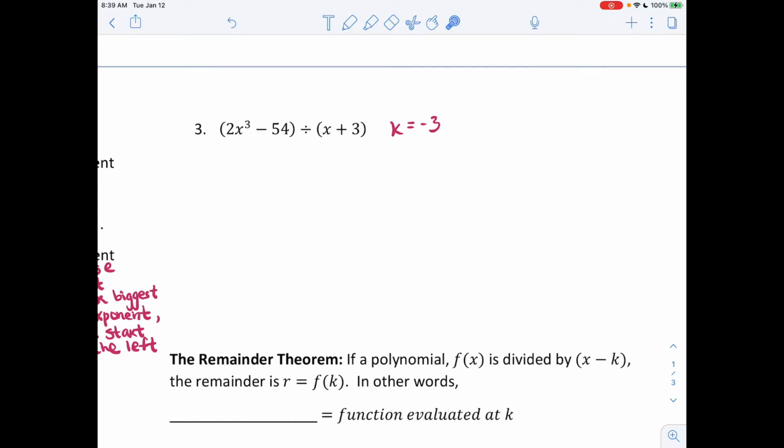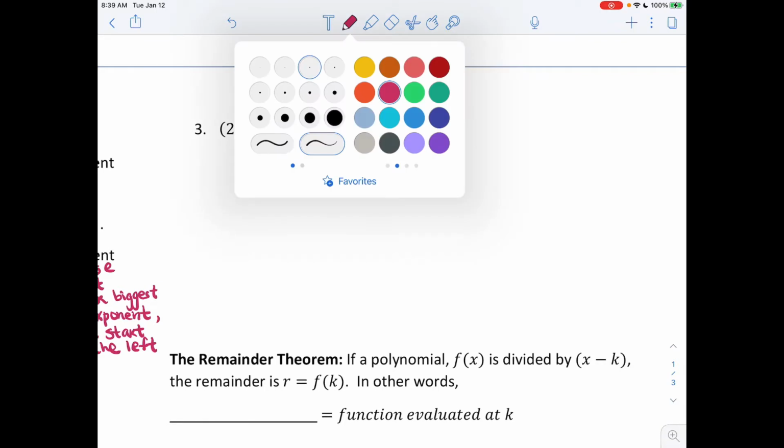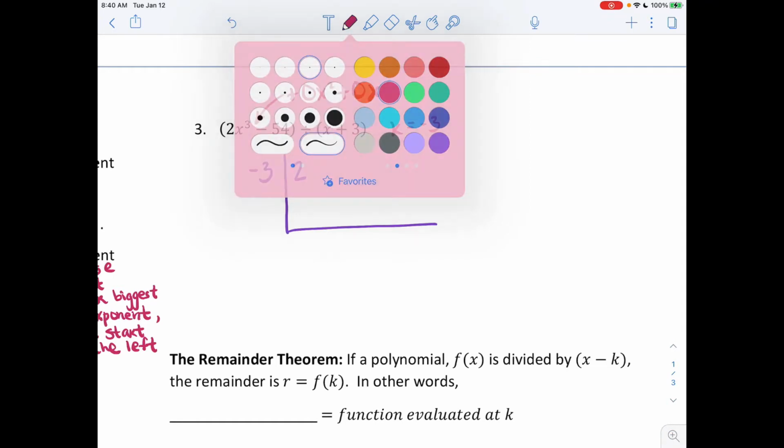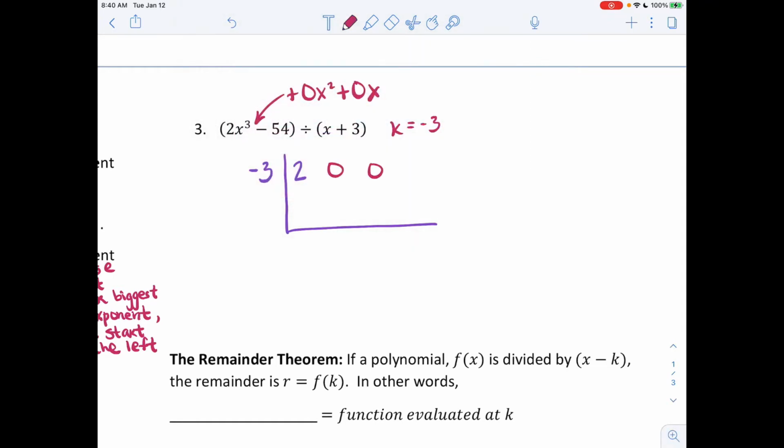So if you want to, you could go ahead and insert it right here and say plus 0x squared and plus 0x to remind you that when you set up your box, you need to include those terms. We'll set up our box and write our -3 here, and then we'll start. 2 for the x to the third, 0, and in fact I'm going to write that in another color so that it stands out to you. Another 0, and then finally a -54.